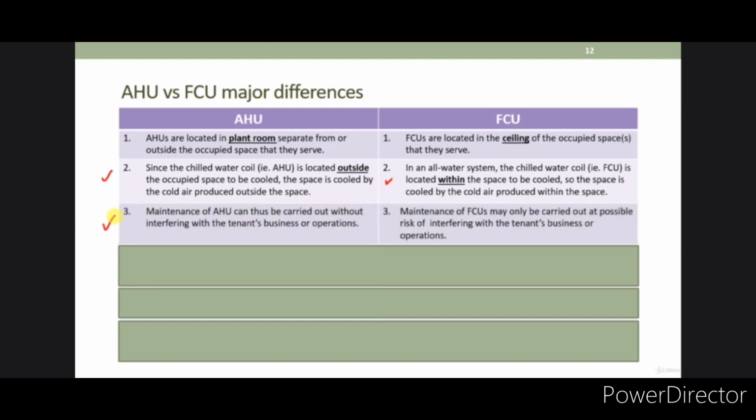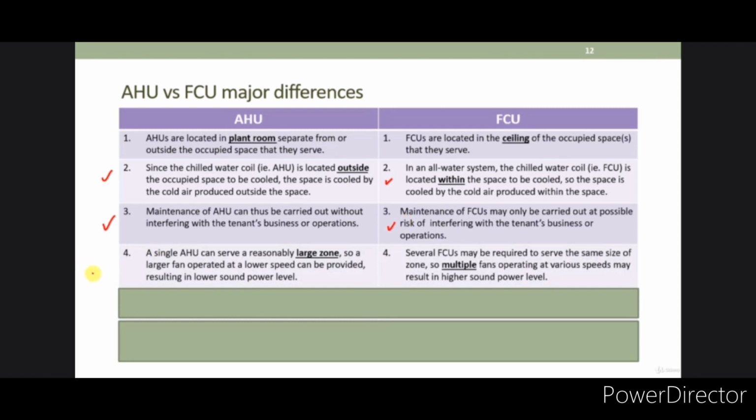Maintenance of AHU can be carried out without interfering with the tenant's business because it's located in the AHU room and not at the sitting space of the tenant. FCU, on the other hand, is right inside maybe the shop spaces, or right inside the offices, just on the ceiling. And if you need to do maintenance like clean the filters or whatsoever, you have to go to the space and may interfere with the business and operation.